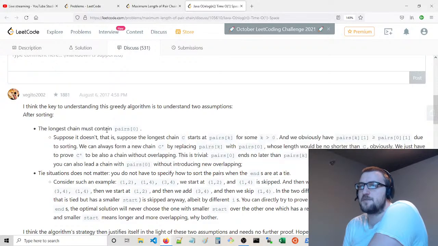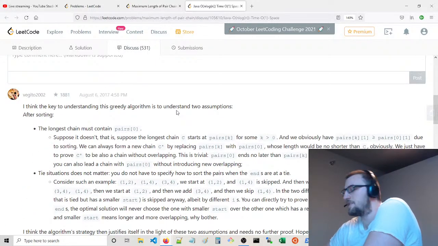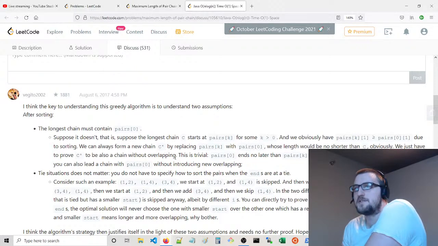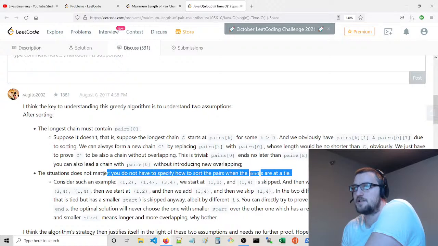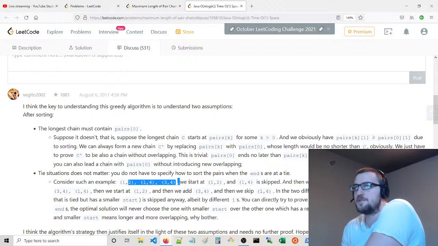I got that far. Tie situations do not matter. You do not have to specify how to sort the pairs when the ends are at a tie. Consider such an example: 1, 2, 1, 4, 3, 4. We start at 1, 2, and 1, 4 is skipped. And then we add 3, 4. If we have instead 1, 2, 3, 4, 1, 4, then we start at 1, 2, and then we add 3, 4, and we skip 1, 4. In the two different situations, the pair 1, 4, the pair that is tied but has a smaller start, is skipped anyway, albeit by different means.